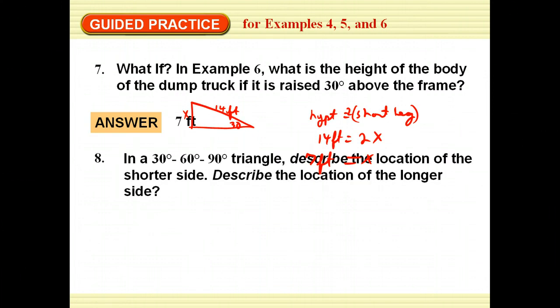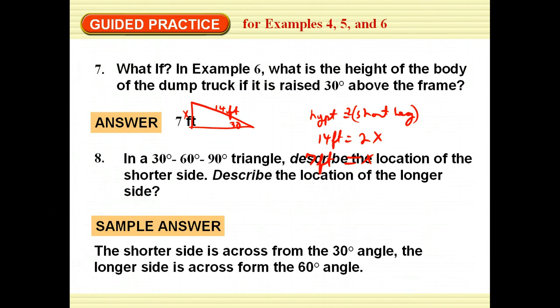In the 30, 60, 90 triangle, describe the location of the shorter leg and describe the location of the longer side. Well, that shorter side is always across from the smallest angle, so the short side is across from the 30-degree angle, and the long side is across from the 60.